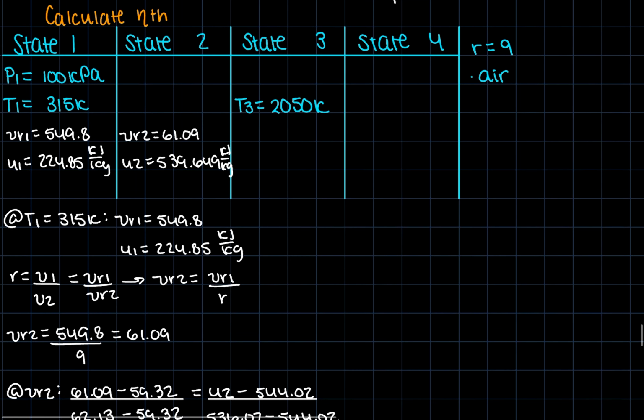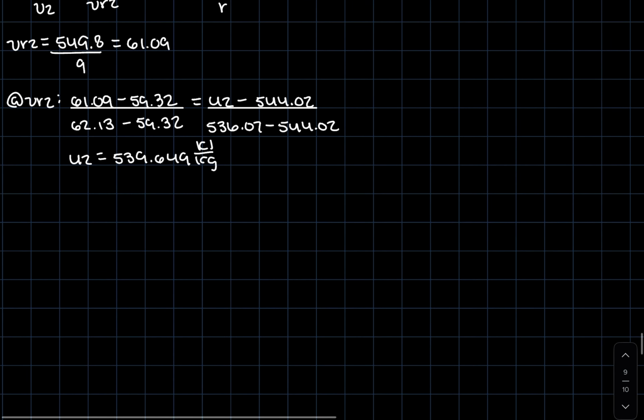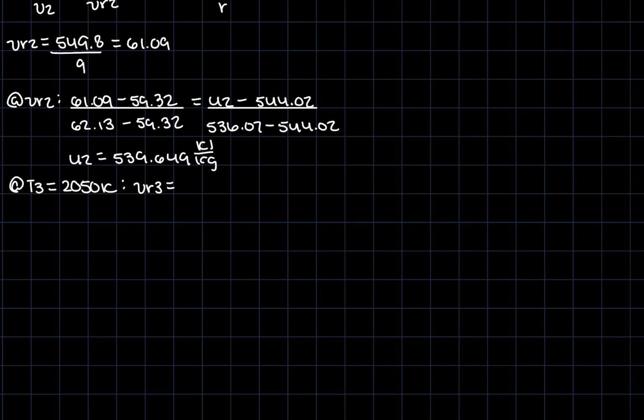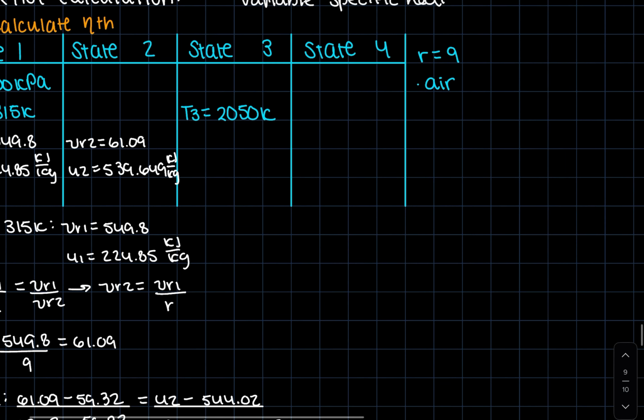And we actually were given a temperature for state 3. So we can go straight to the table for that. We see that T3 at 2050 Kelvin, our VR3 value can be seen to be 2.555, and our U3 value to be 1726.8 kilojoules per kilogram. Again, just adding these to my table.